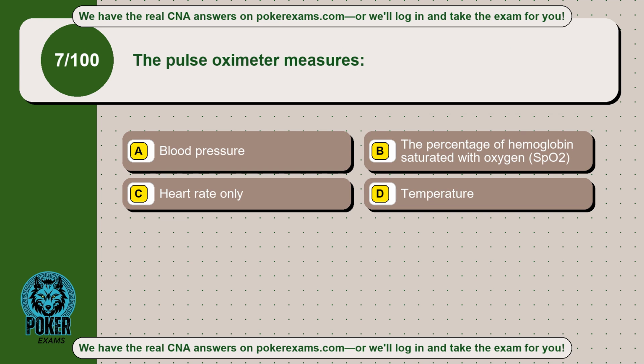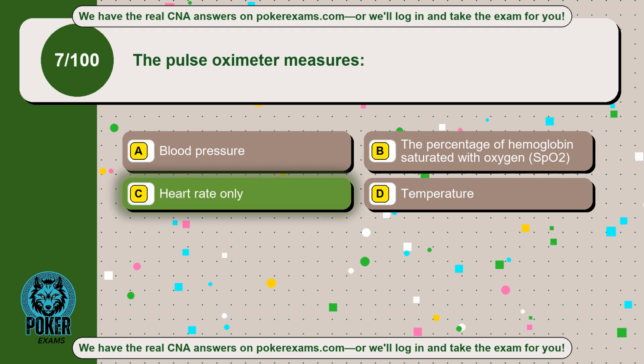Question 7. The pulse oximeter measures: Option A, blood pressure. Option B, the percentage of hemoglobin saturated with oxygen, SpO2. Option C, heart rate only. Option D, temperature. The correct answer is option C, heart rate only.